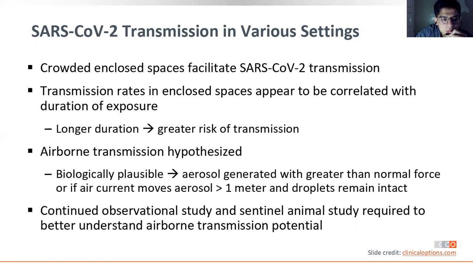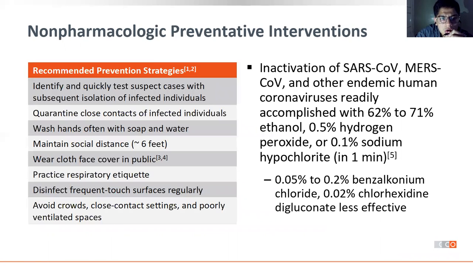These are the non-pharmacologic preventive interventions. They are not guaranteed, but by following them you get a lower chance of getting the coronavirus. If a person gets the coronavirus, he has to isolate himself, and his contacts should also quarantine themselves, because no one knows who has the coronavirus.